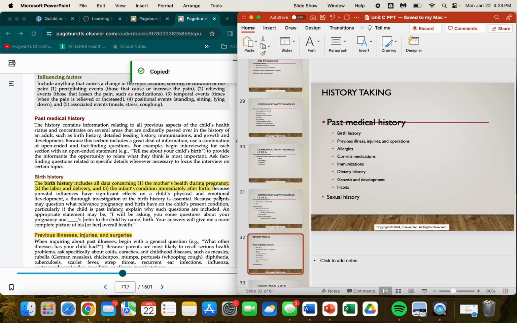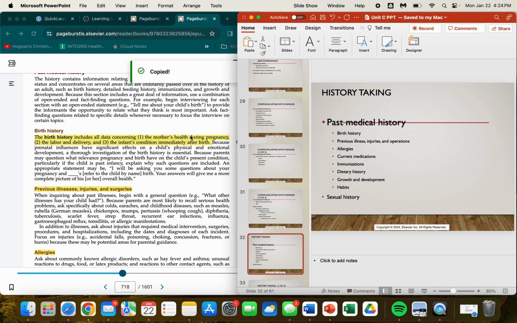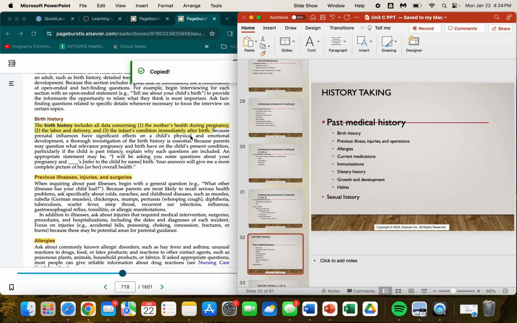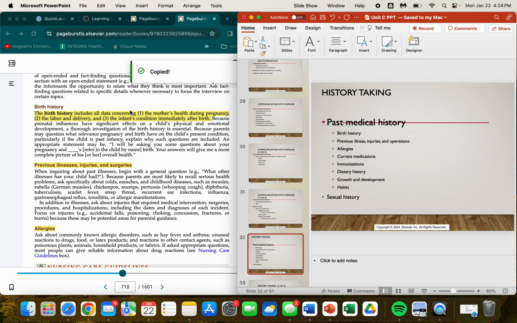When we're talking about history taking, your book details it from a child's perspective. We have to understand that there are a little bit different components to history than there are with an adult. So like a birth history, especially for an infant, if they're having an issue, we might need a birth history, right? We need the mother's health, how many weeks gestation they were when they were born, and the infant's condition after they were born, like were they in the NICU for a while?